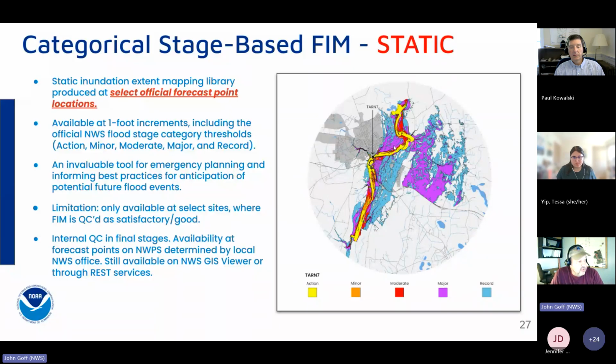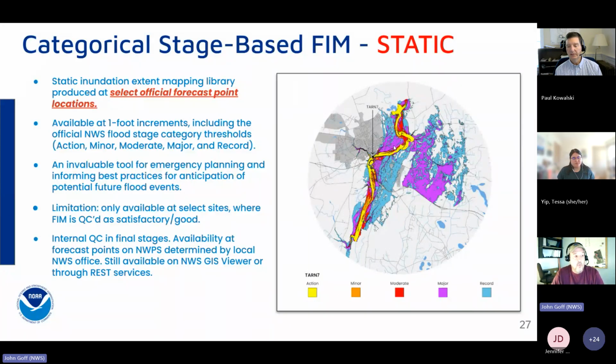There are some limitations. I have the ability to turn it on and off where I think it's good and not. I've got a list of points right now that I'm getting ready that it's available for. Other points it's not, because I don't feel confident that it's good enough, and I don't want to mislead anybody to show something being inundated when it's not.